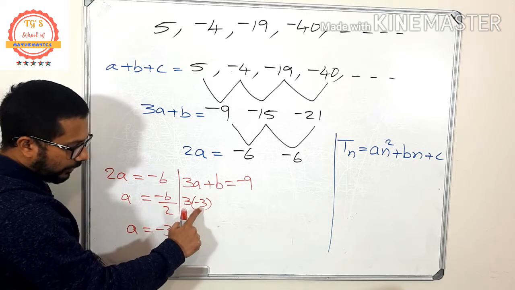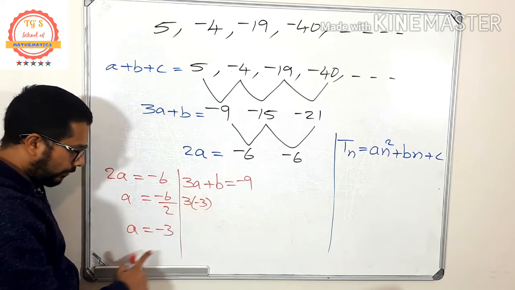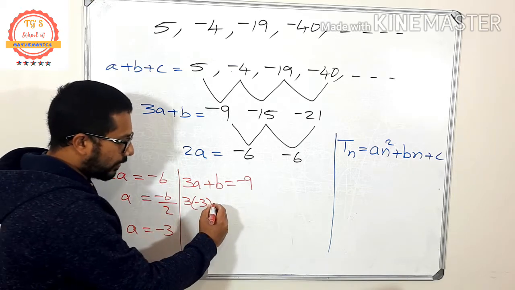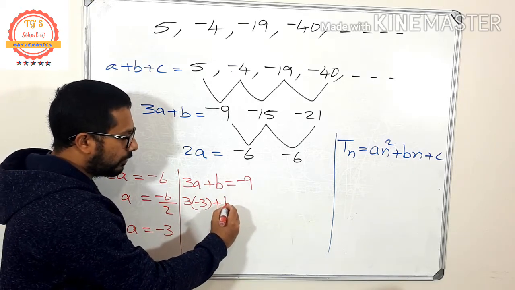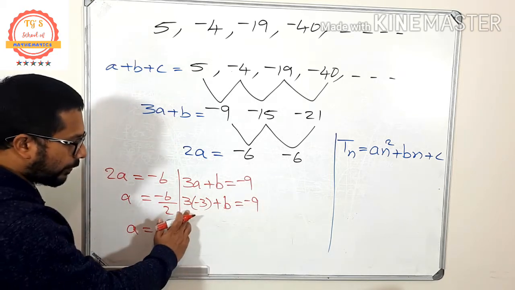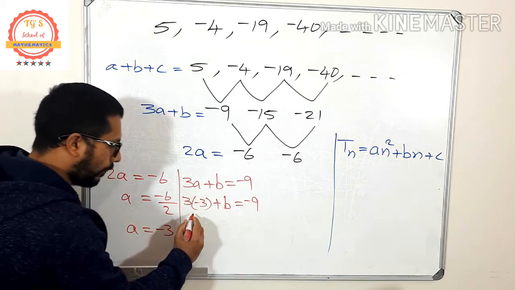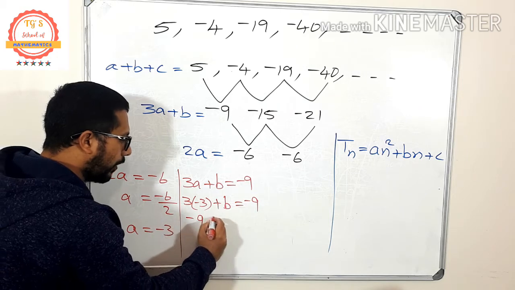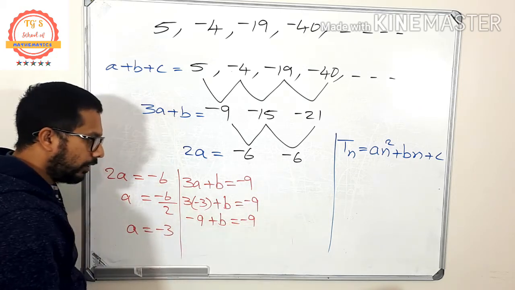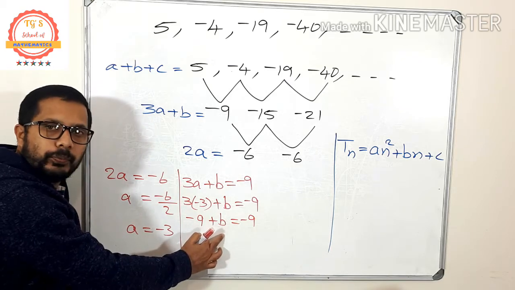3 into minus 3. What is this minus 3? I substituted the value of a as minus 3. Plus b is equal to minus 9. So what is 3 into minus 3? Minus 9 plus b is equal to minus 9. So I want to find the value of b.